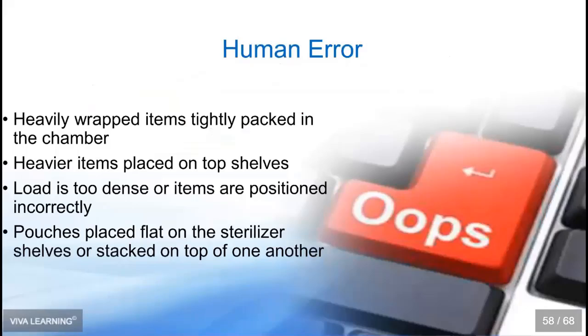Now, we talked about human error. Some of those things may be, you've got heavily wrapped items or packed too tightly together in the chamber because it won't allow for the flow, the circulation of the steam. Heavier items placed on the top shelves, the load is too dense, meaning you have too much weight beyond what that sterilizer can compensate for in that cycle, or they're positioned incorrectly. Or if there are pouches, they are placed and stacked on top of one another. These are just some of the possibilities.